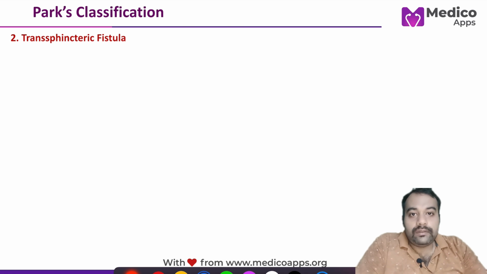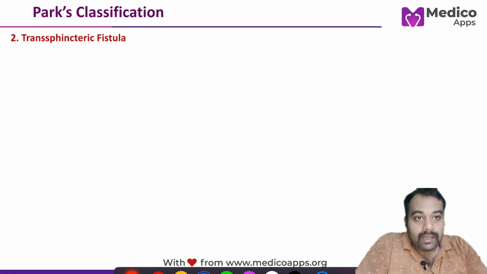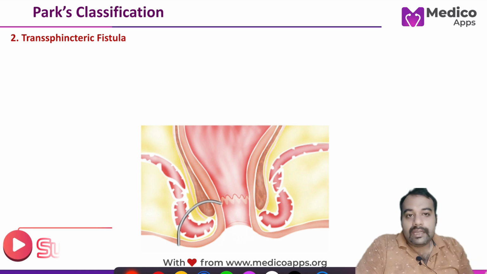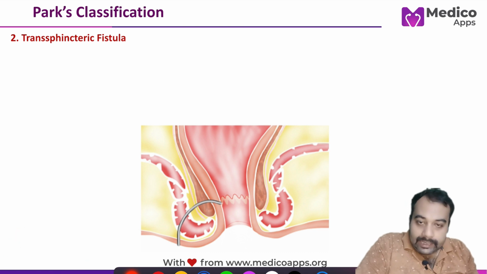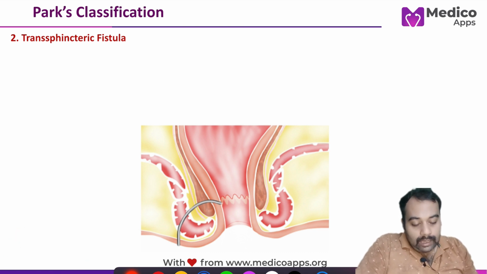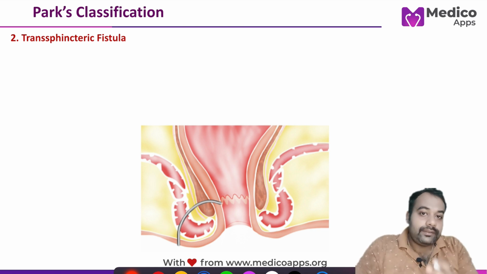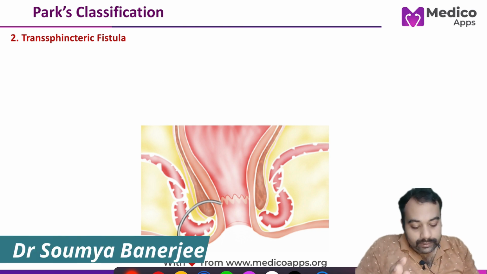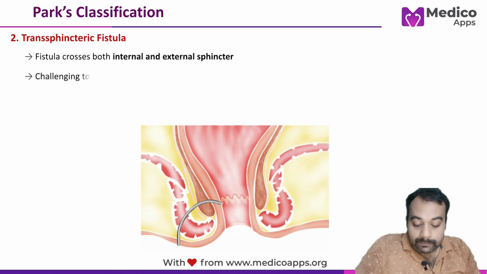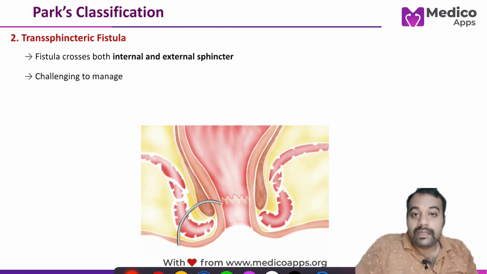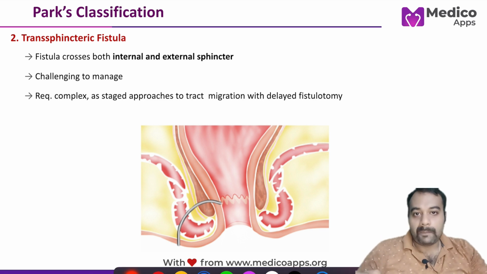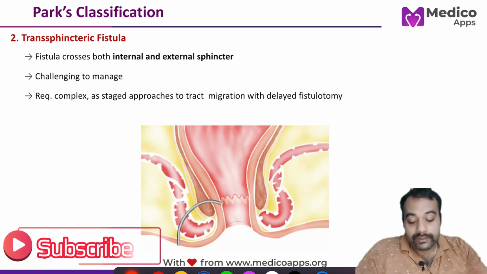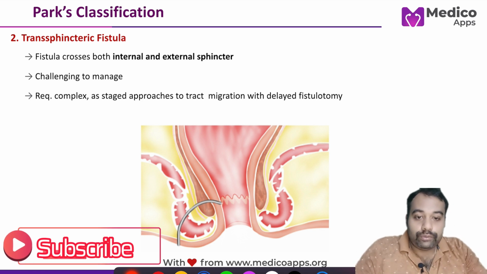Now let's try to understand the transsphincteric fistula. What exactly happens? The internal opening remains in the same area, near the dentate line mostly. After the internal opening, the tract traverses both the internal and external sphincter, and then opens into the perianal skin. As a result, it is very challenging to manage in such a patient. So these are complex fistulas, and they require a complex or staged approach to treat.